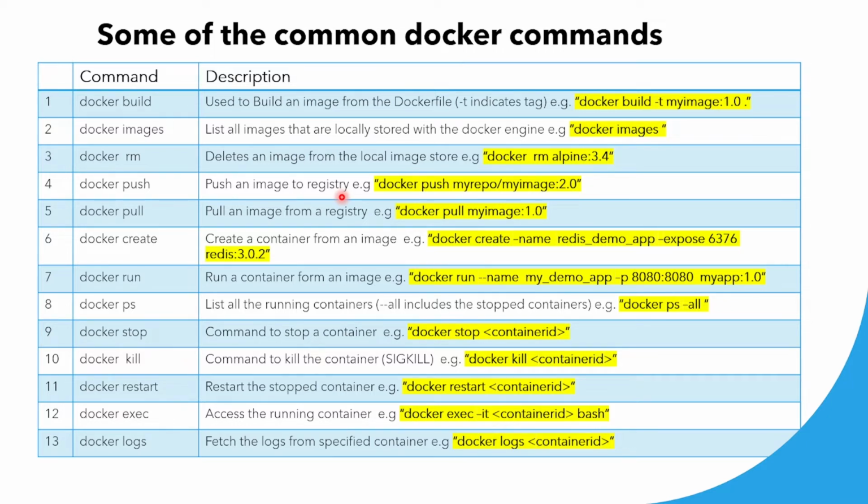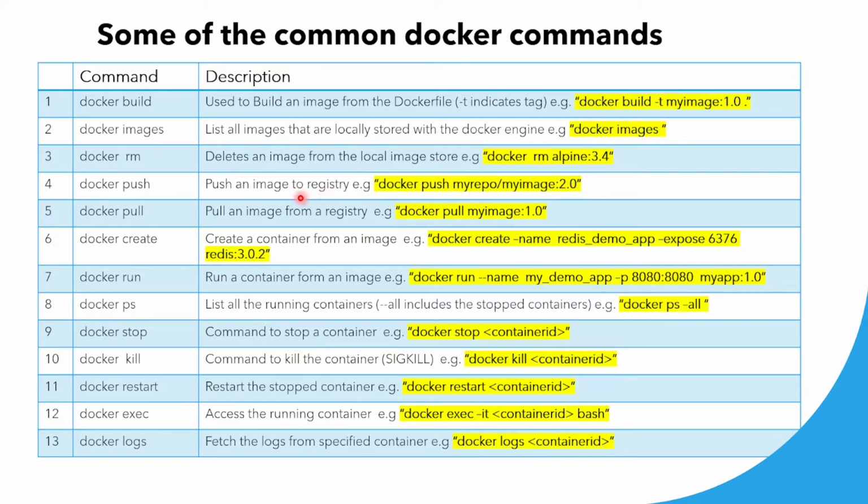Some organizations will have their own private repository. The command will be docker push, the image name, my repo slash my image colon 2.0, the version name.